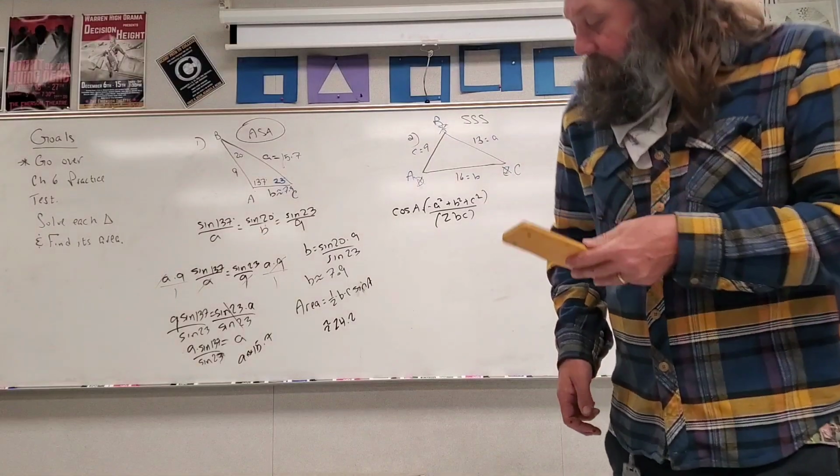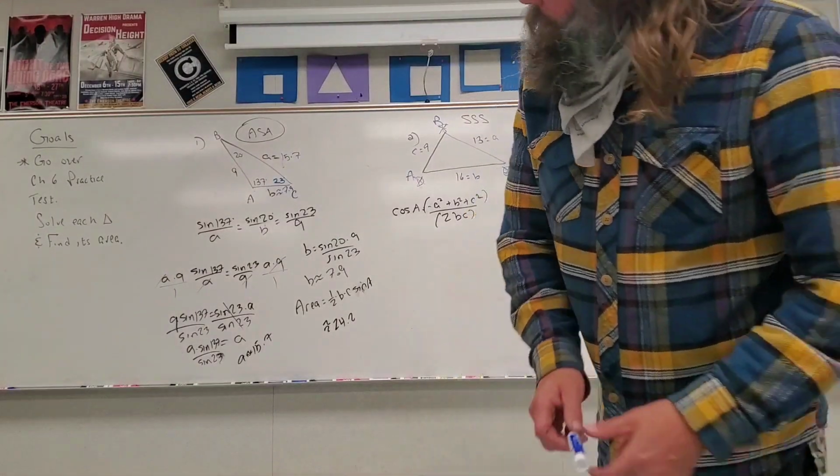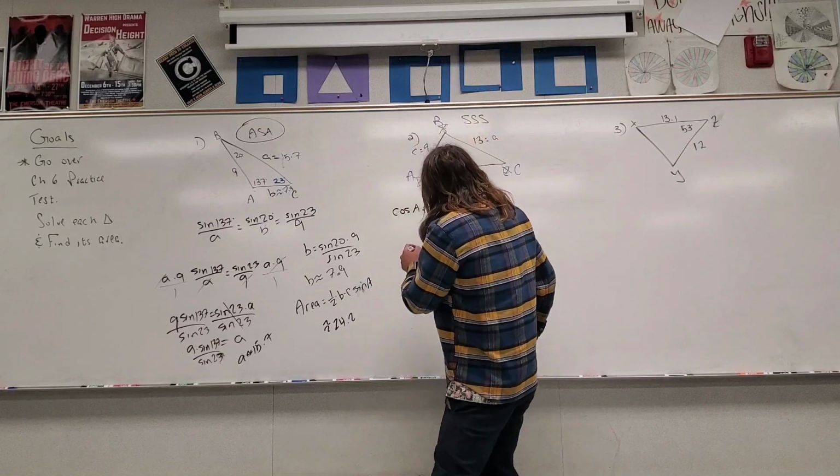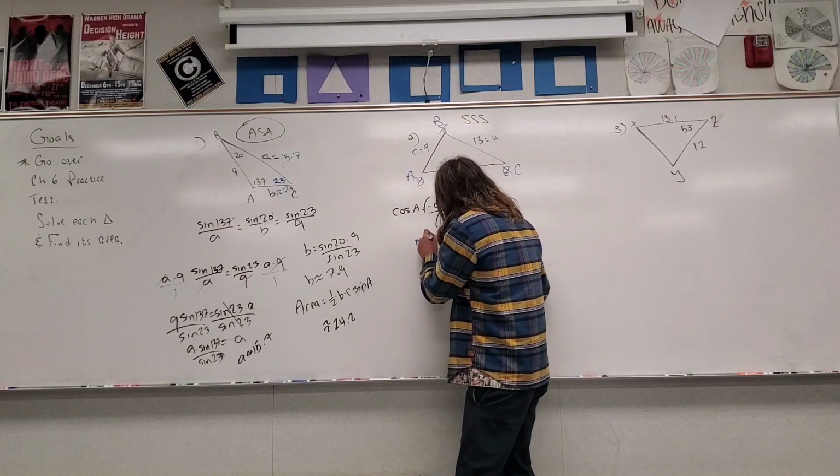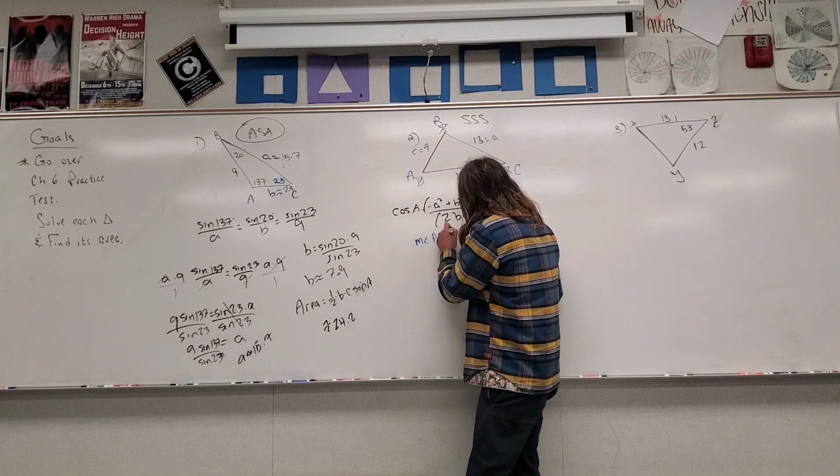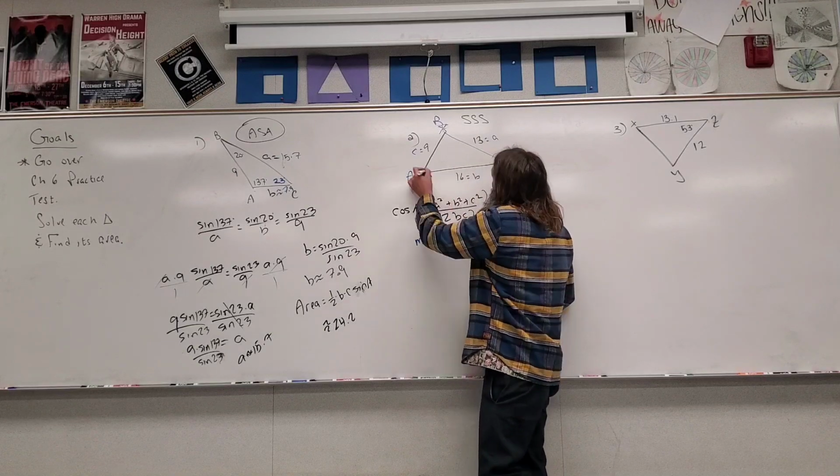The measure of angle A is 54.31 degrees. So the measure of angle A is 54.3 degrees.